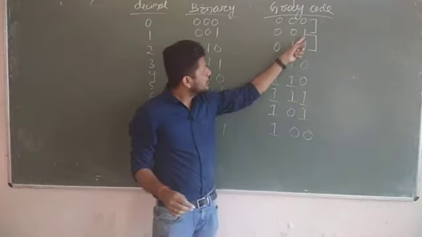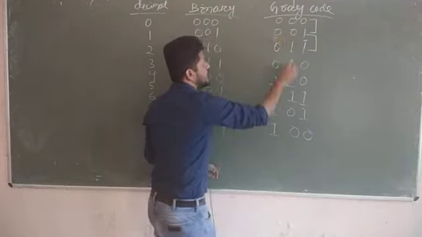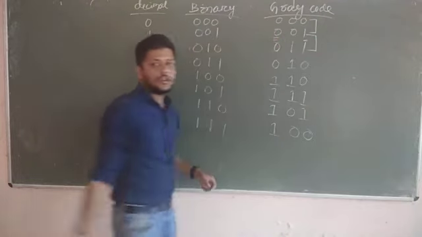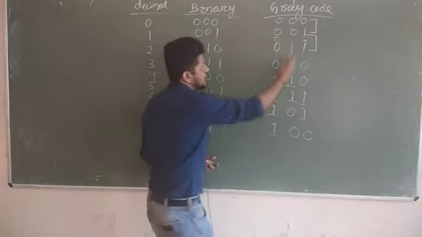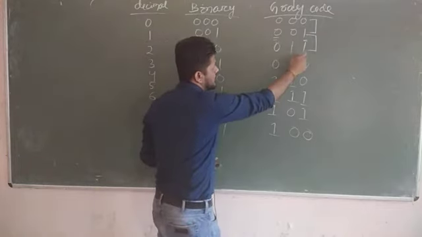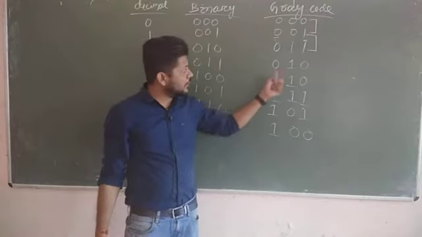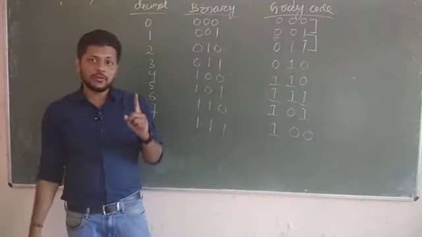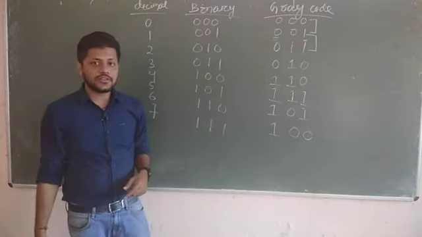Here two bits are same, these two bits are same, these two bits are same, only this bit is different. Next code we can compare, these two bits are same, only this bit is different. So only the successive number differs by only one bit, hence this is known as unit distance code.